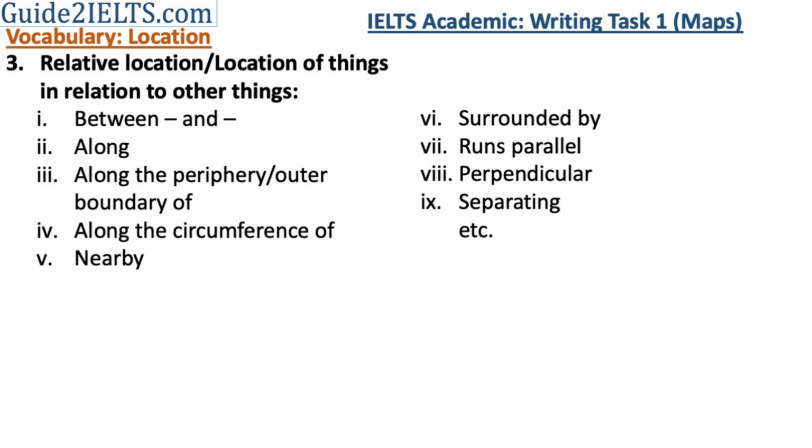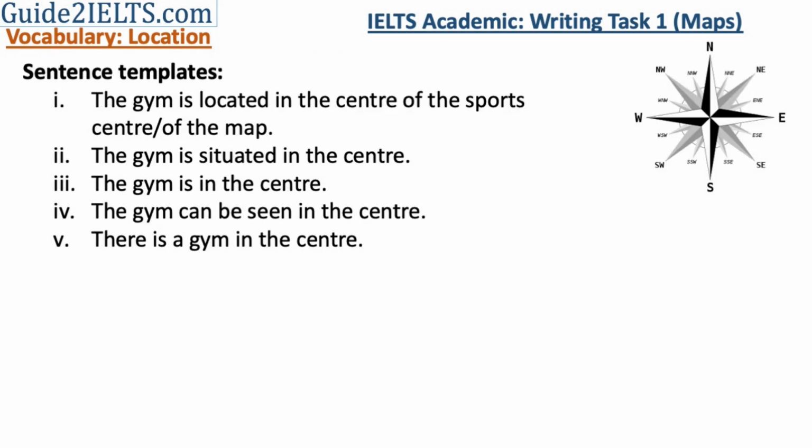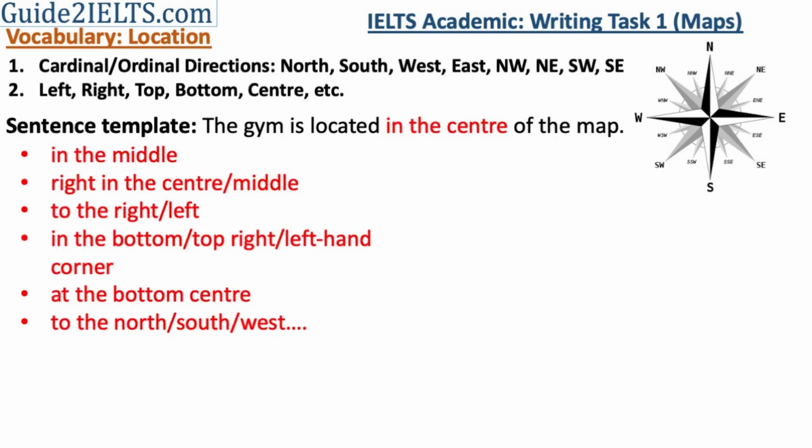Here are a few sentence templates for mentioning the location. Note that in these sentences, the same thing is being described but in different ways. It is important to use a variety of words and sentences in your IELTS writings. To describe the location, the 'in the center' part of the sentence can be replaced by any of these. So depending on the location of the gym, I could say that the gym is located to the right of the map or at the bottom center, etc.